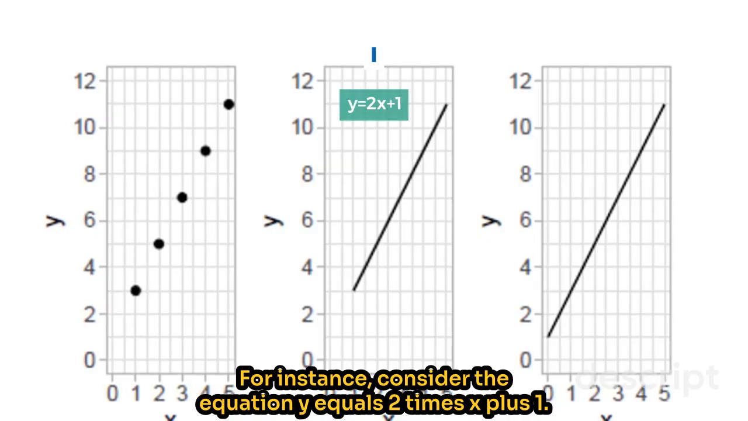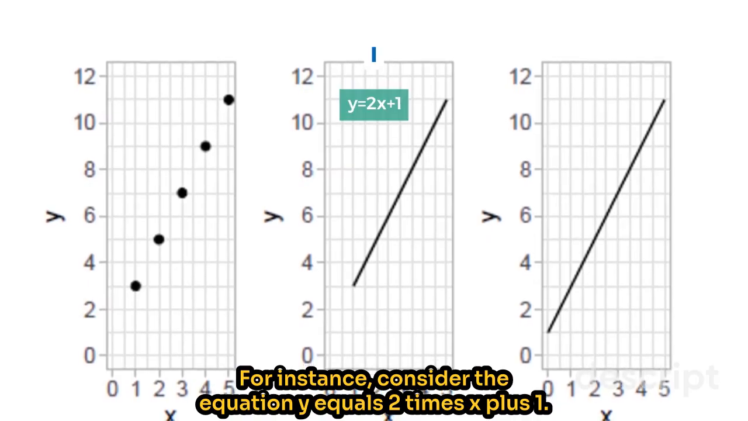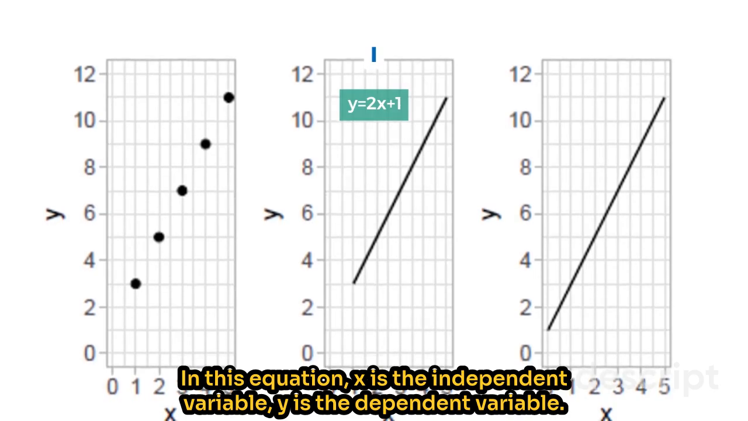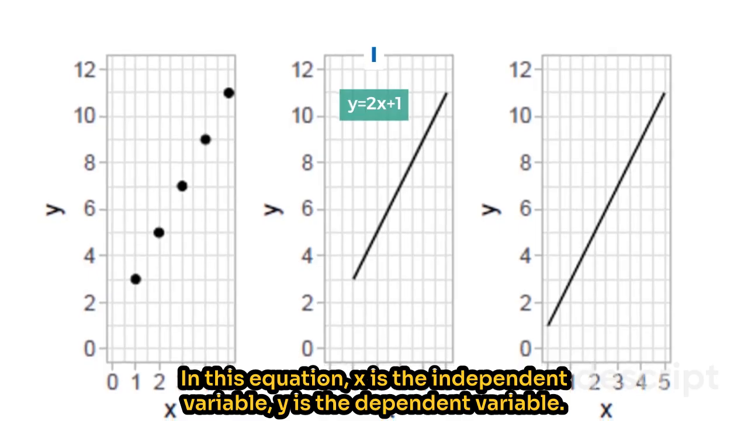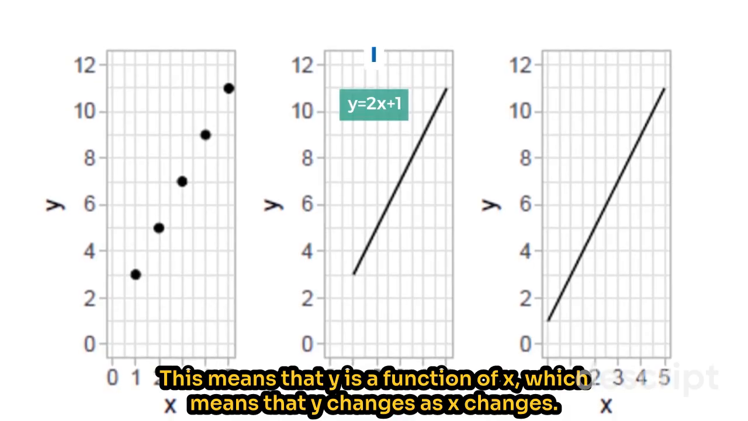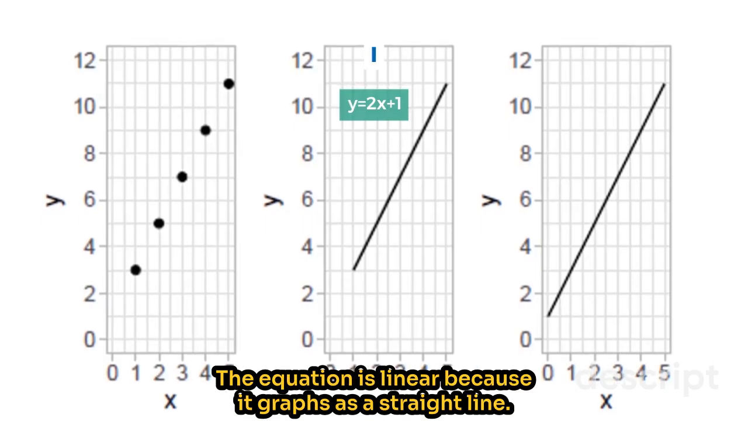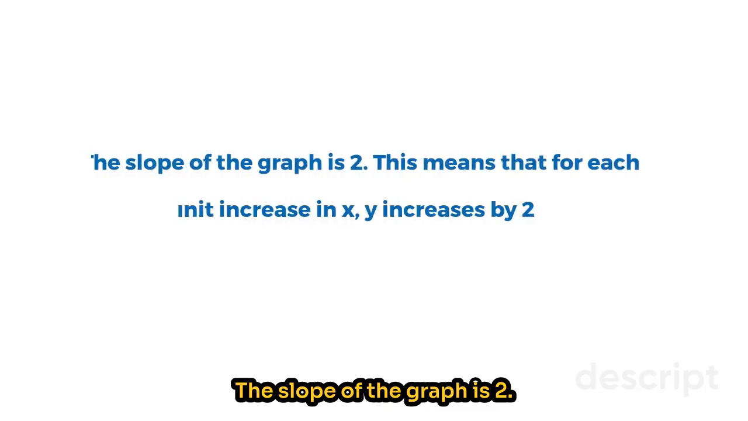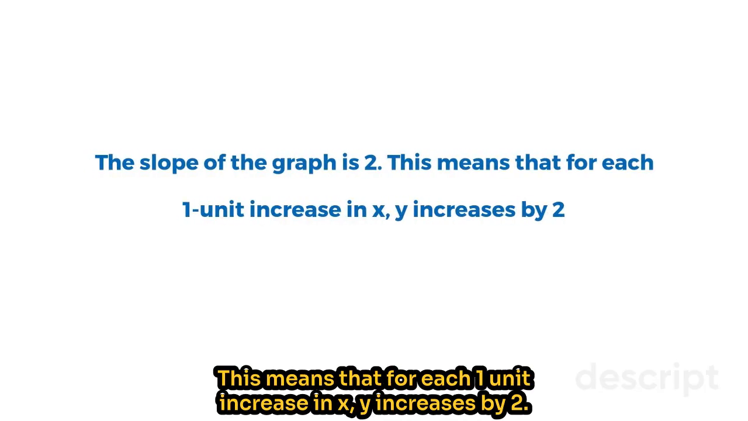For instance, consider the equation y equals 2 times x plus 1. In this equation, x is the independent variable, y is the dependent variable. This means that y is a function of x, which means that y changes as x changes. The equation is linear because it graphs as a straight line. The slope of the graph is 2. This means that for each 1 unit increase in x, y increases by 2.